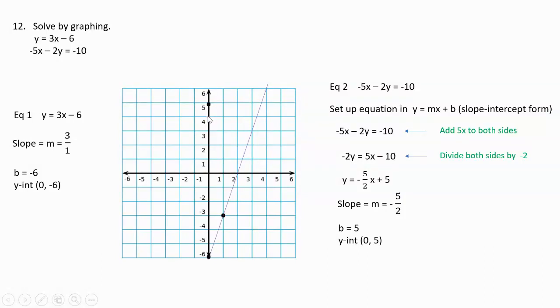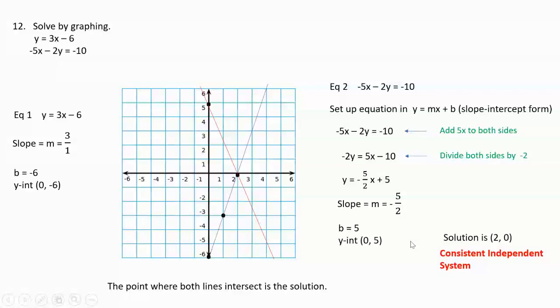Then we're going to go down 5: 1, 2, 3, 4, 5, and 2 to the right: 1, 2. That's my point. So we connect the 2 points, and that's my line for equation number 2. So the answer will be where both lines intersect, which will be (2, 0). So that's my solution: (2, 0).